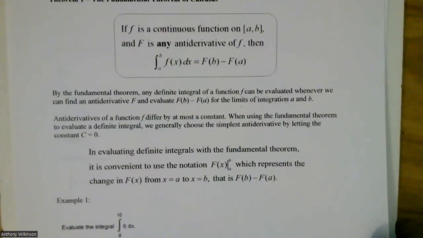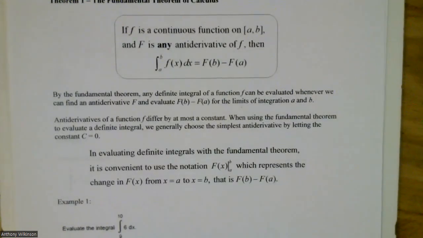Now, antiderivatives of a function f differ by, at most, a constant. When using the fundamental theorem to evaluate a definite integral, we generally choose the simplest antiderivative by letting the constant c equal to 0.